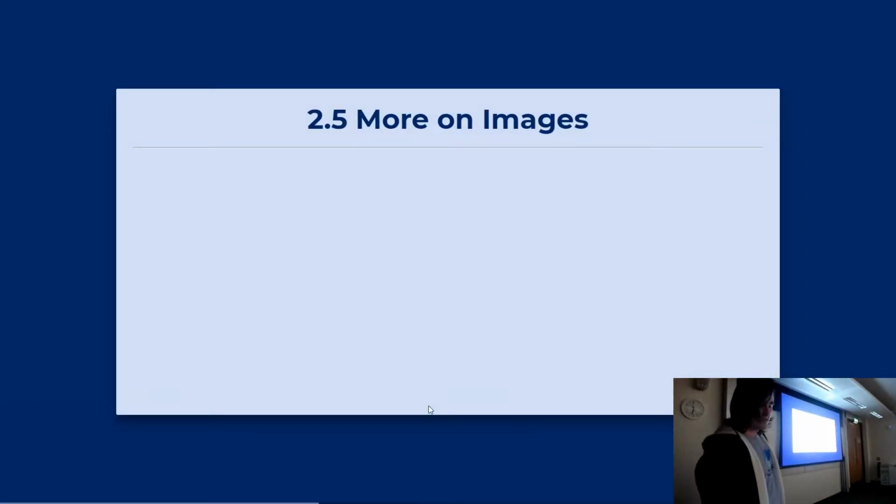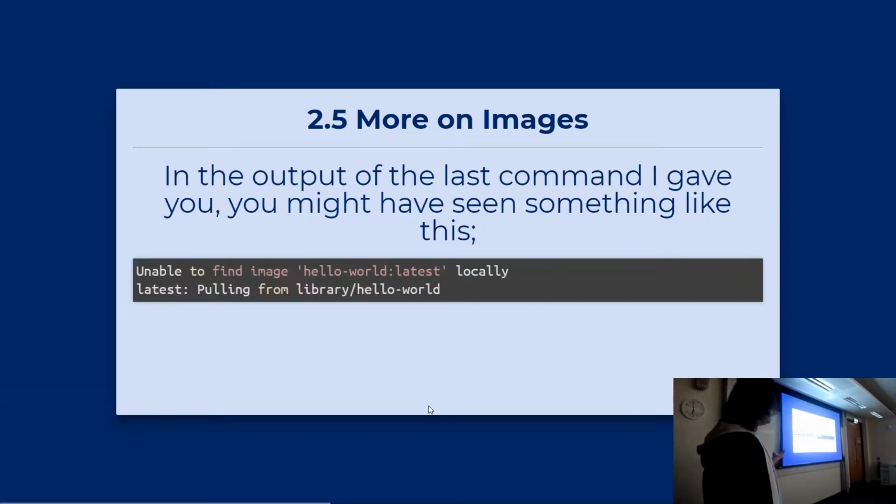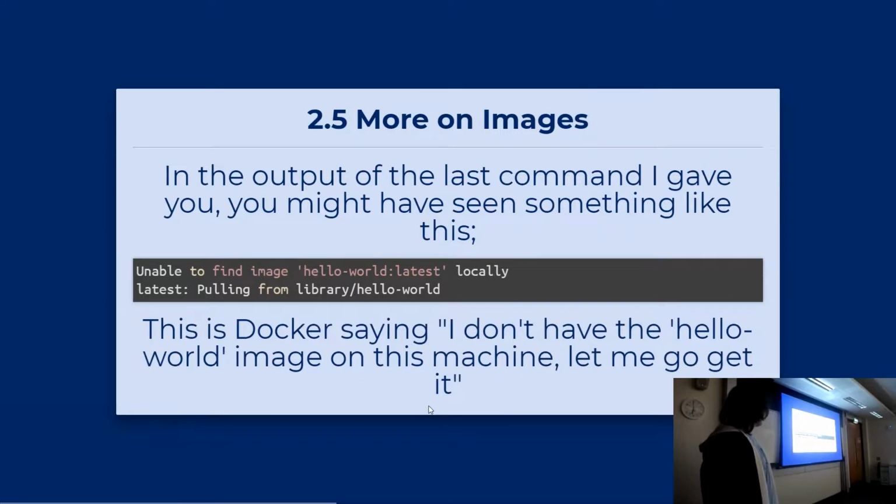So a bit more on images. In the output of the last command, you might have seen something like this. Did you see something like this, Colin? Yes. Hey, that's cool. I'm glad that the follow along part's going really well so far. What this means is, you've got find image hello-world:latest. So this is the name of an image, and this is a version, and Colin didn't have it installed, because why would he? So it's going to pull from library/hello-world. Because it's not on your computer, it's going to pull it from somewhere else.